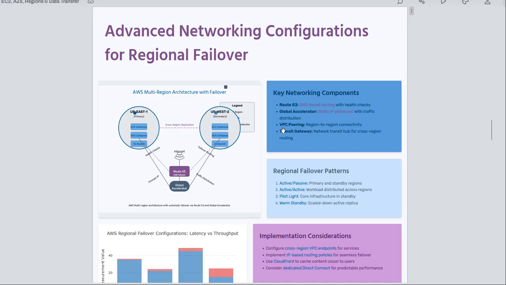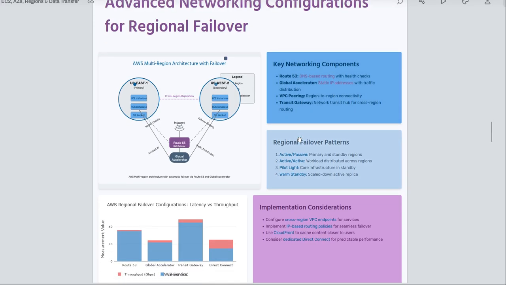And then you need VPC peering for region-to-region connectivity, so it's a peered network. And then you need a Transit Gateway, a network transit hub for cross-region routing.